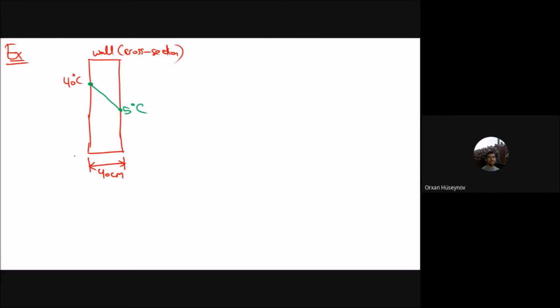And the question is, if I give you the height of the wall as 3 meters, and the width of the wall as, let's say, 5 meters, what is the Q dot CD through the wall? Okay. Let's analyze this question and find the answer to it.